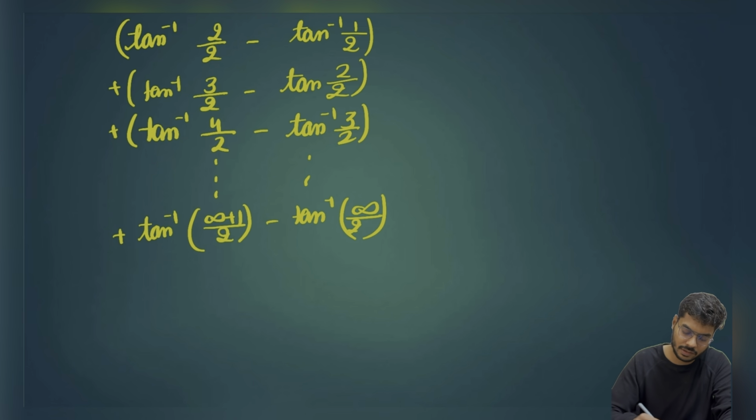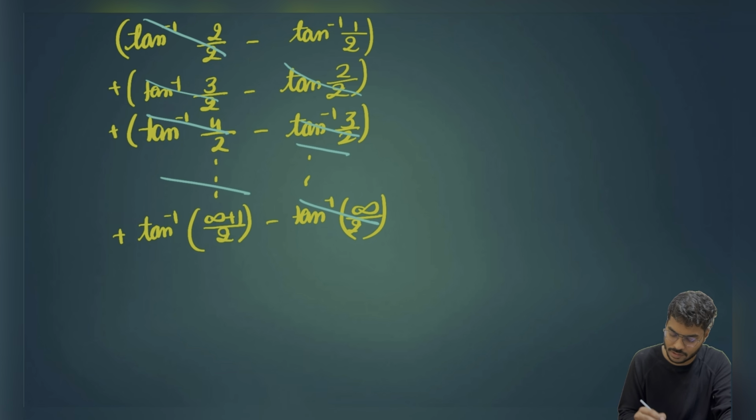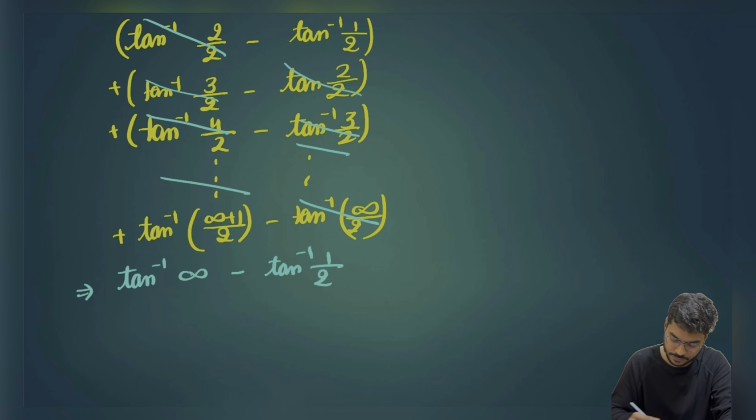So as we can say, the first term and second term cancel out, the second term with the third term, the third with the fourth term, and the last term cancels out with the previous term. How many terms are left? There are 2 terms left. One term is nothing but tan inverse infinity minus tan inverse 1 by 2.